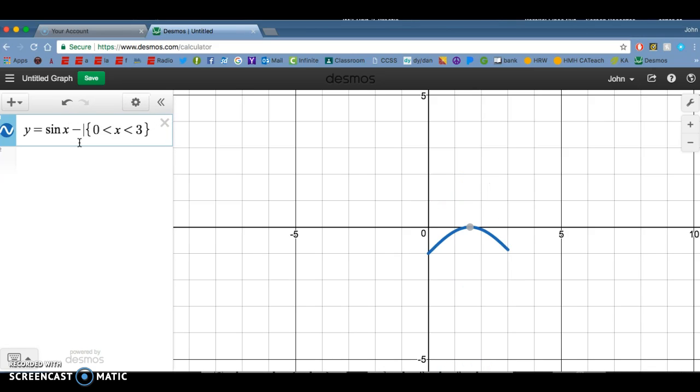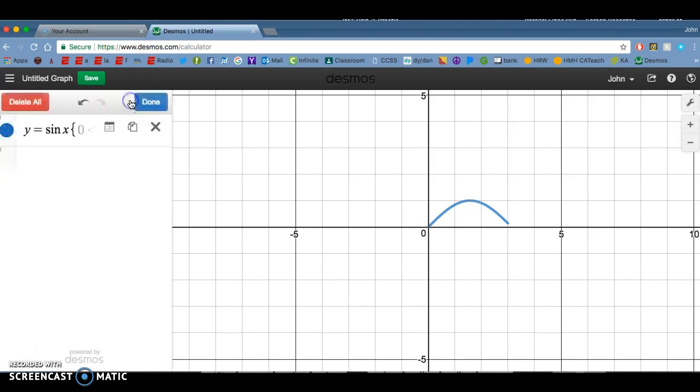So we have lots and lots of power here with our sine functions. And again, we can turn it on and off. We could change its color by clicking on that gear and changing the colors here, changing whether it is dotted or dashed. So we have lots of power.